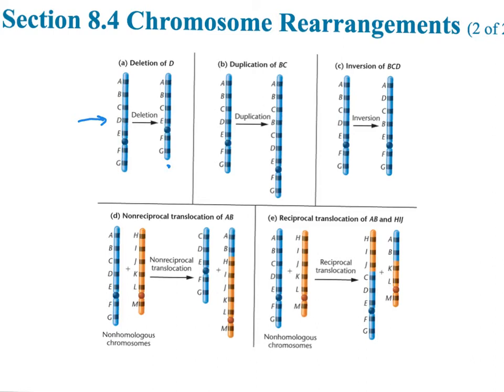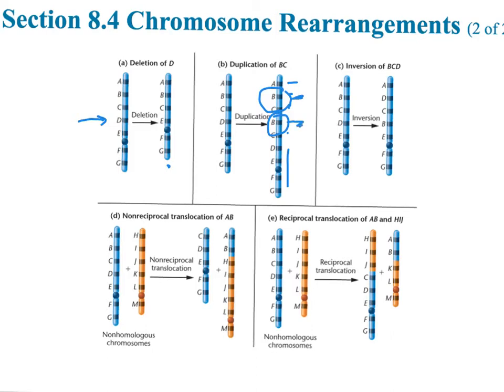So BCD is what gets duplicated. It's not just the D that gets duplicated. You have your A, B, C, B, C, D. BC is what gets duplicated. So you have your BC here, and you get BC duplicated again, and then you get your D, E, F, and G. So you just get a duplication. You have the original BC, and then it gets duplicated over here.